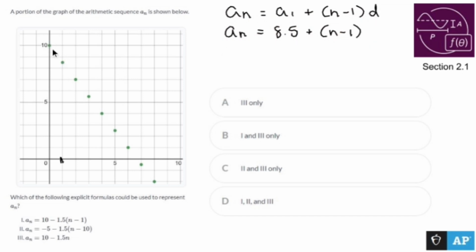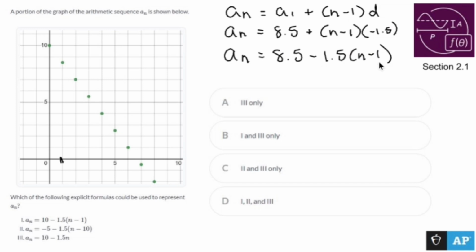Every time I move over, I go down 1.5, so the common difference is negative 1.5. So it looks like they want us to kind of shift that over. So the actual formula is going to be 8.5 minus 1.5 times (n minus 1).